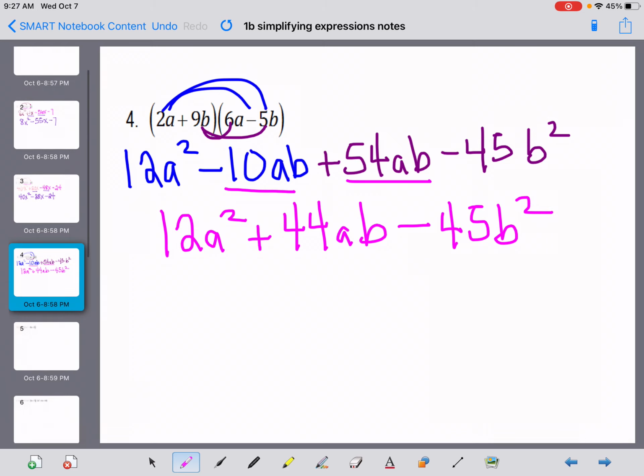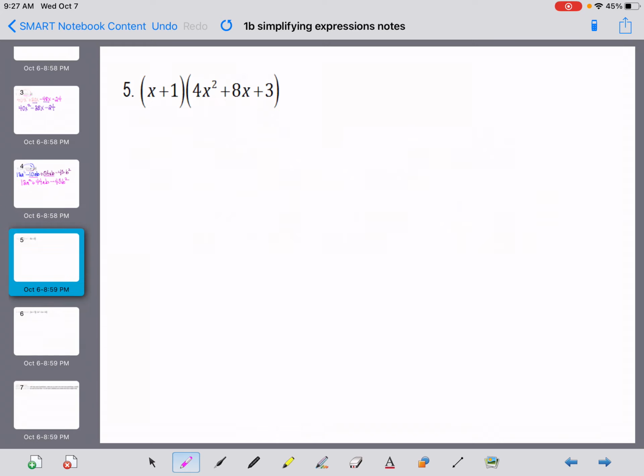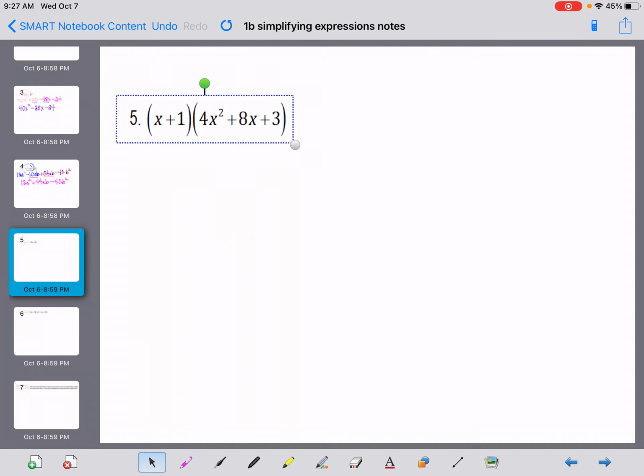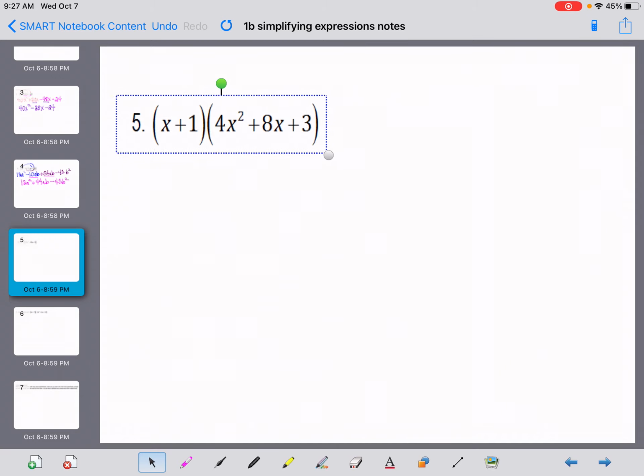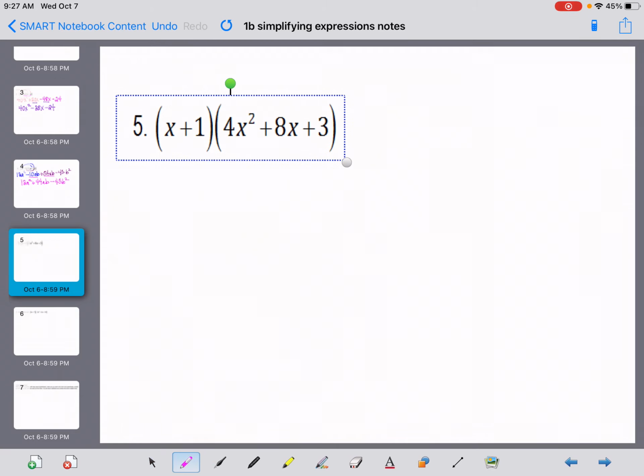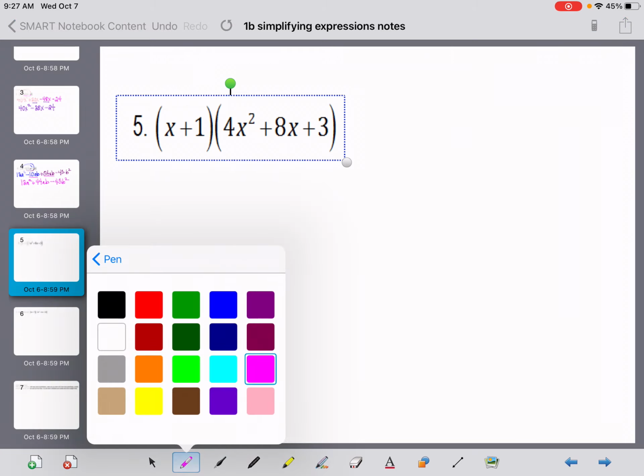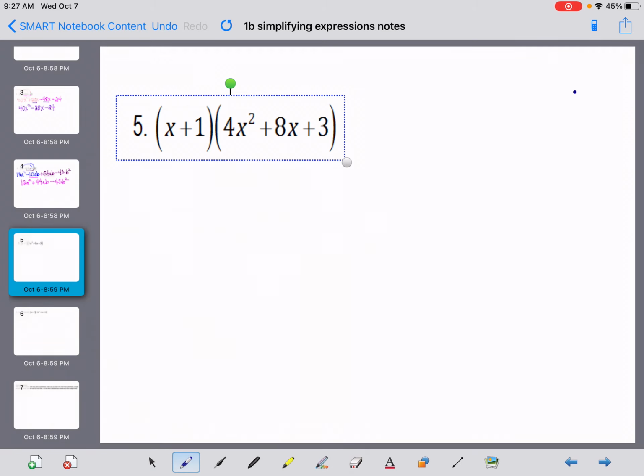So on this video, we're going to do 2 more problems here. Let's look at this one. And it's still a double distributive property idea. And make this a little bit bigger maybe. And when we work with this one, we're going to distribute the x for starters. So x times 4x squared is 4x cubed.